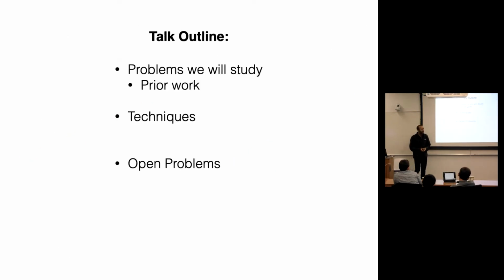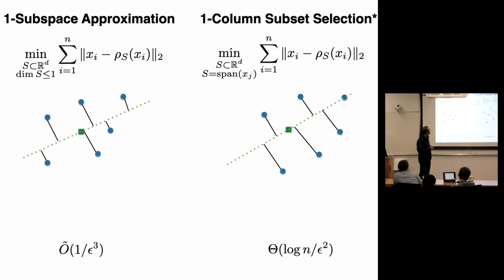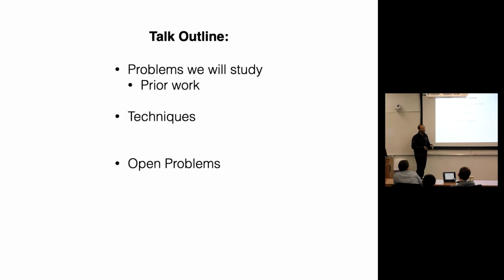Okay, so here's how the rest of the talk is going to go. I'm going to formally define the problems that we're going to study. These are going to be extensions of this one median and the subspace approximation problem. And then we're going to talk about some of the techniques that are involved. Sorry, quick question. On the previous slide, you could have this problem generalized to be a k-dimensional subspace. What's the dependence on k? Yeah. So I'll get to it in a second.